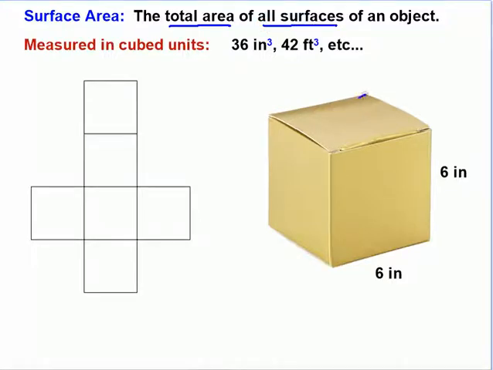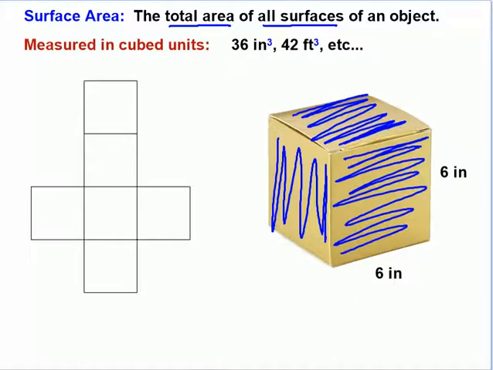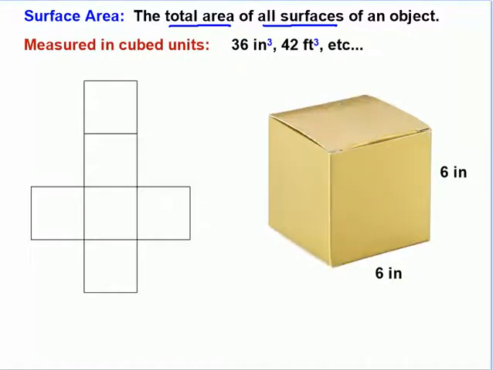So here I have a cubic box. I have a box that's in the shape of a cube. And if I wanted to know the surface area, that would be the area of this side, plus the area of this side, plus the area of this side, plus the area of all the other three sides. That one down there, and this one over here, and the one in the back. All of the areas of all the different sides. So, where can I begin doing this?